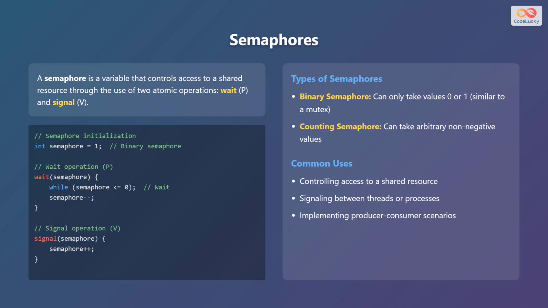There are two types of semaphores. A binary semaphore can only take values 0 or 1, similar to a mutex. A counting semaphore can take arbitrary non-negative values. Semaphores are commonly used for controlling access to a shared resource, signaling between threads or processes, and implementing producer-consumer scenarios.